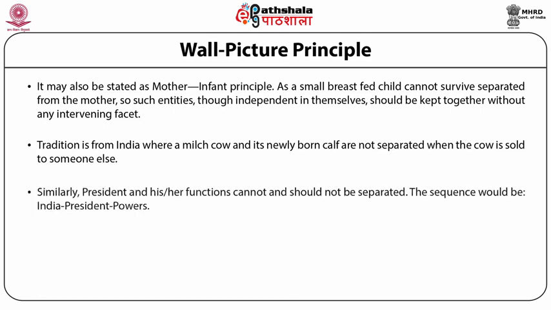Similarly, the president and his or her functions cannot and should not be separated. The sequence should be India, president, powers, because powers cannot be separated from the president and the president cannot be separated from India. In fact, you can see the use of two principles here. India, president is a sort of whole organ principle, and president, powers is a sort of cow-calf principle.